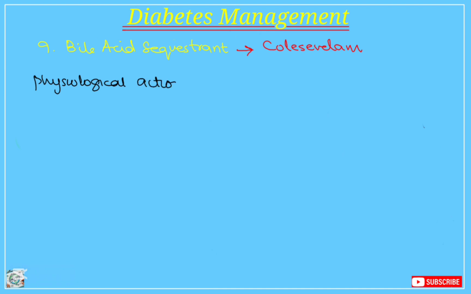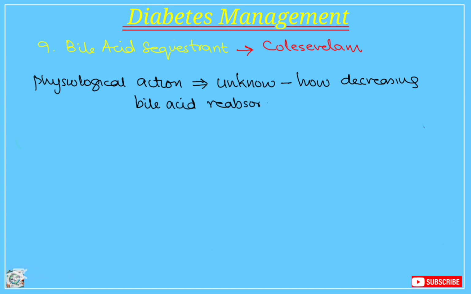The ninth class of medication is bile acid sequestrants, and the most commonly used drug in this class is colesevelam. Colesevelam works by decreasing the bile acid reabsorption in the intestines. Normally, bile acids are produced by the liver, stored in the gallbladder, and then released into the intestine to help with the digestion of fats. Bile acid sequestrants bind to these bile acids in the intestines, preventing their reabsorption.